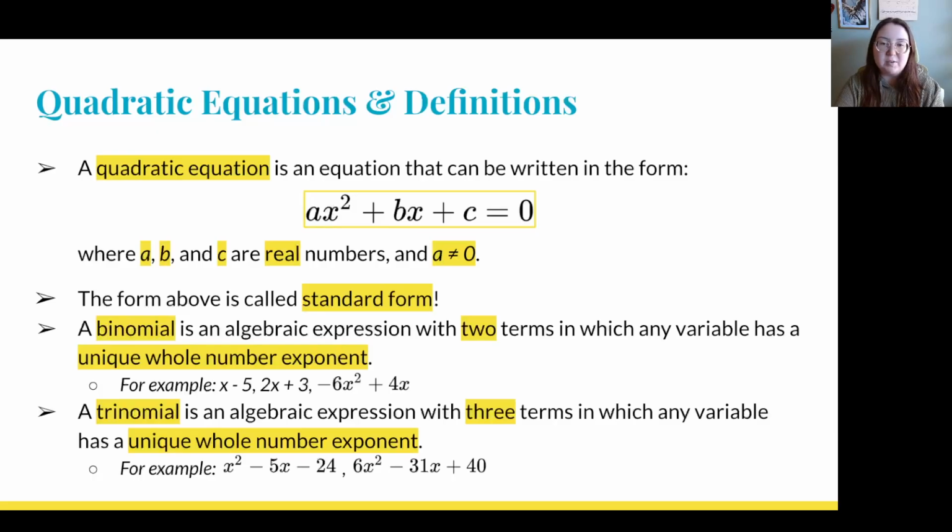A binomial is an algebraic expression with two terms in which any variable has a unique whole number exponent. For example, x minus 5, 2x plus 3, negative 6x squared plus 4x. So it only has two terms. But a trinomial is an algebraic expression with three terms in which any variable has a unique whole number exponent. For example, x squared minus 5x minus 24, or 6x squared minus 31x plus 40.